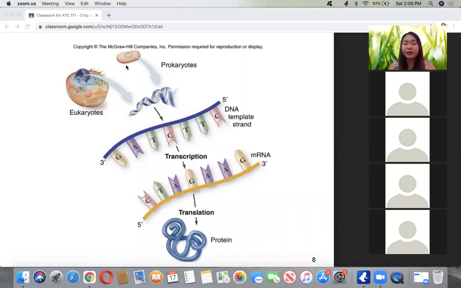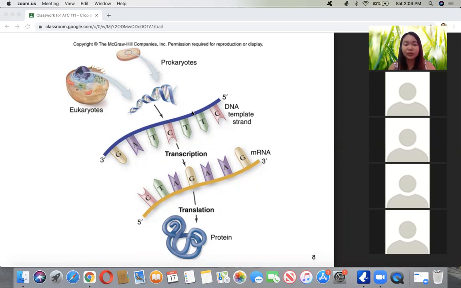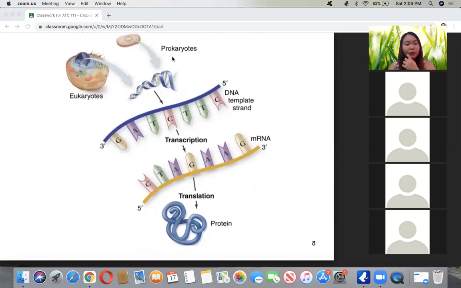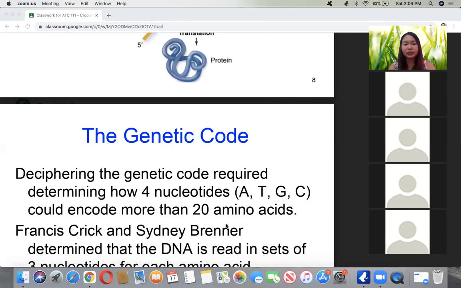No, they don't have a nuclear envelope or cell wall and so on. And so both of them are involved in the transcription. So again, transcription is the flow of information from DNA to RNA, and then translation is from RNA to protein.